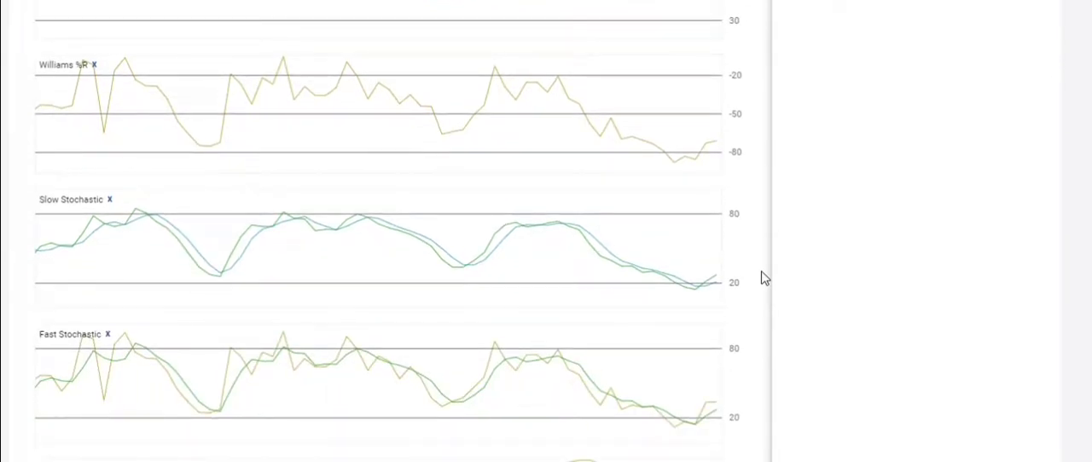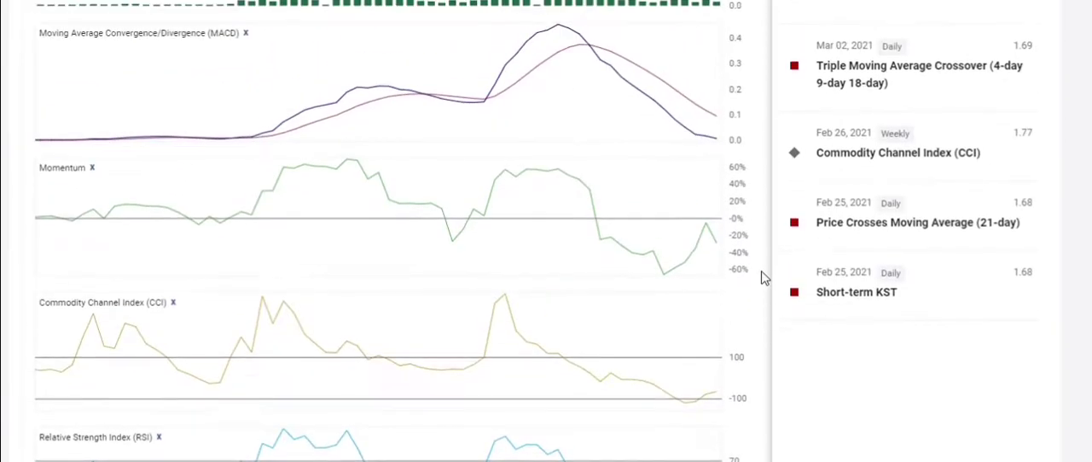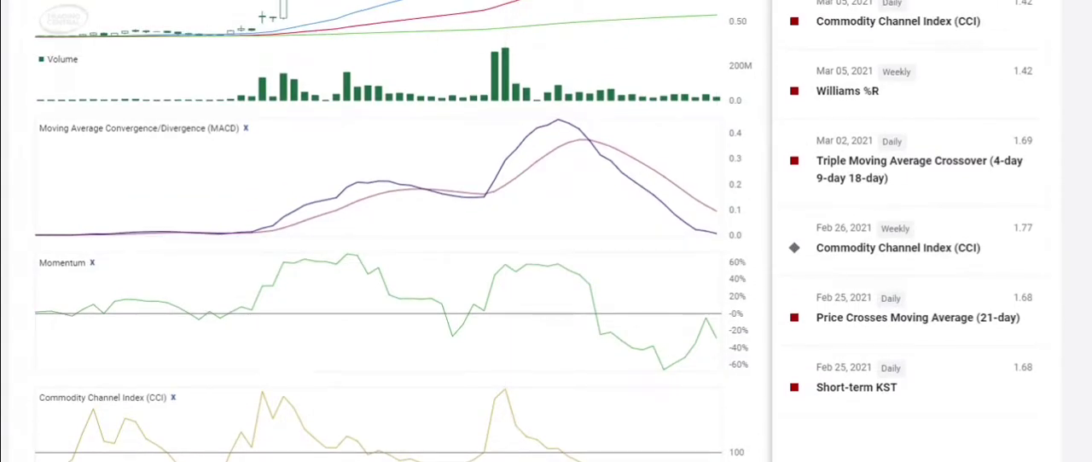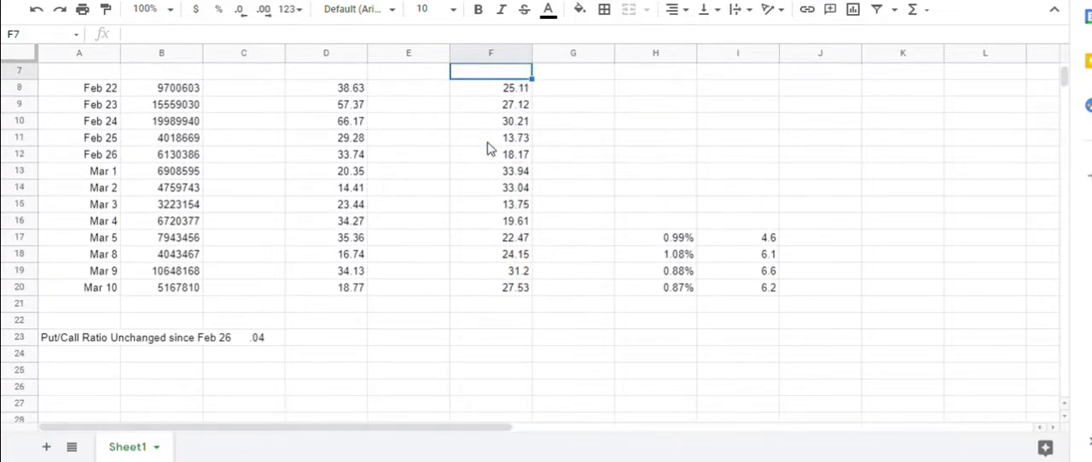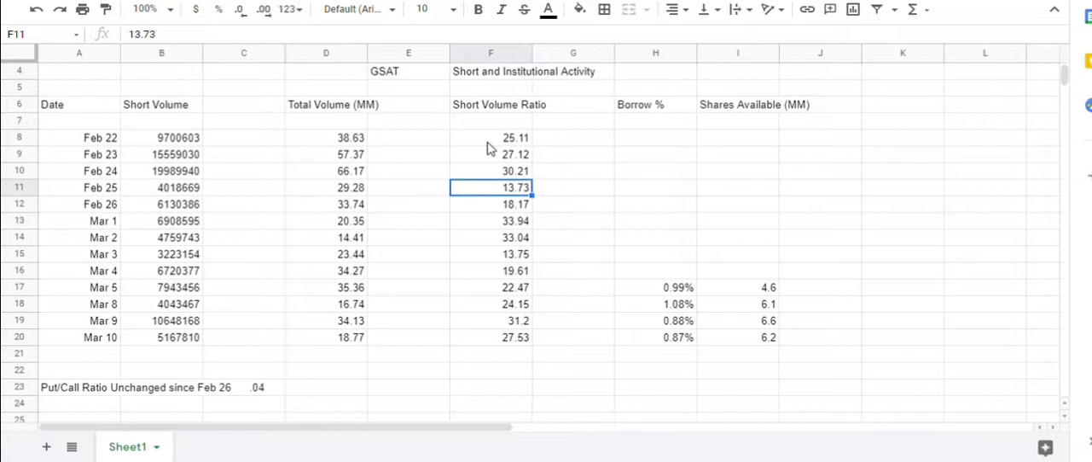But the indicators are showing upward movement, but the problem is it's getting short attacked. Every time the price goes up, if you can see here, I've been looking at this short volume ratio for a while, and every time the price goes down, the short volume goes down. Every time the price starts moving up, you can see that the short volume is going up. It's getting attacked every time the price goes up.